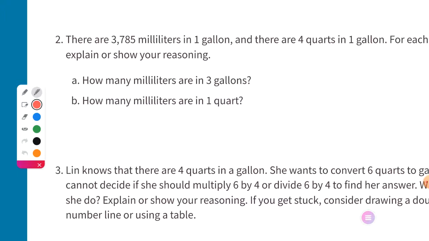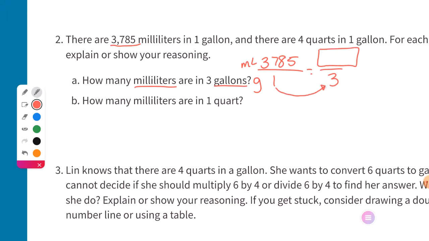4 and 1? No, because we need the one with milliliters and gallons. Right here, 3,785 over 1, and it's milliliters and gallons. What am I trying to get to, Lily? 3 gallons. I'm trying to get my gallons to 3, so I need this number up here. Lily, how do I get from 1 to 3? Times 3. Lily, what did you get when you took 3,785 times 3?